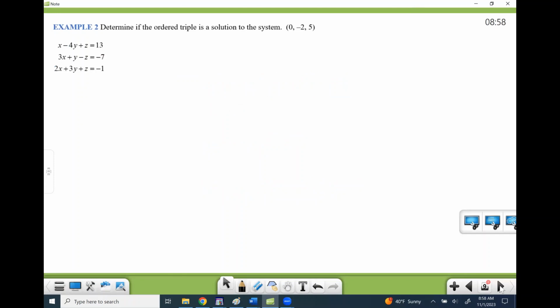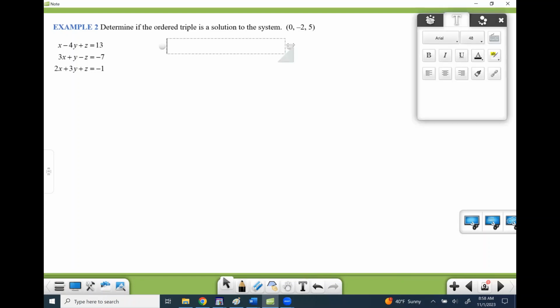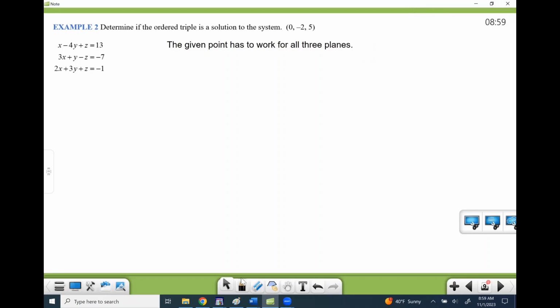Okay, Example 2, determine if the ordered triple is a solution to this system. So we need to substitute this into all three equations, not just into one. It's got to be all three, and it has to work for all three. So the given point has to work for all three planes, okay? Okay, now they write it alphabetically. So this is going to be X, this is going to be Y, and now we are adding in the Z. So we're just going to substitute those in, and let's see what we get.